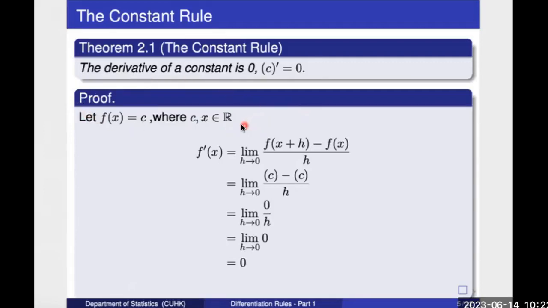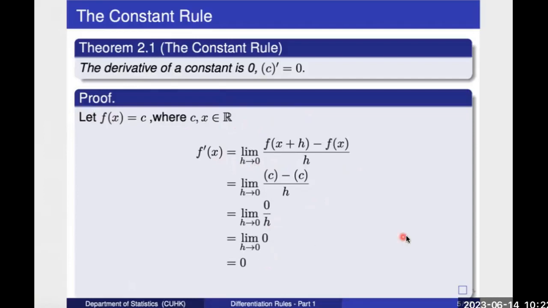This can be proven by letting f of x equal c, where c and x are both real numbers. By applying the definition of a derivative, we can see that f prime of x equals the limit as h approaches 0 of c minus c, divided by h, which equals the limit as h approaches 0 of 0 divided by h, which equals the limit as h approaches 0 of 0, which equals 0.